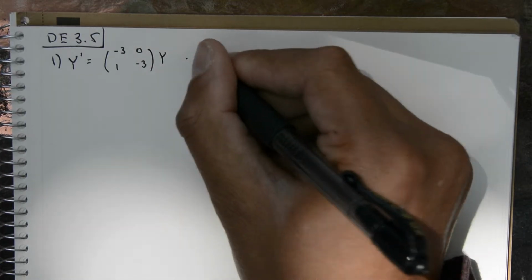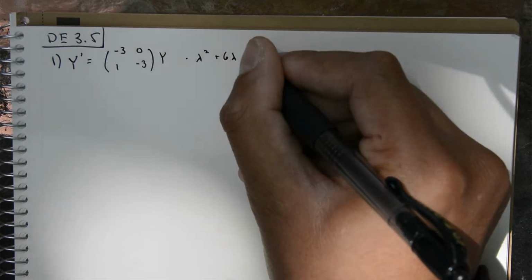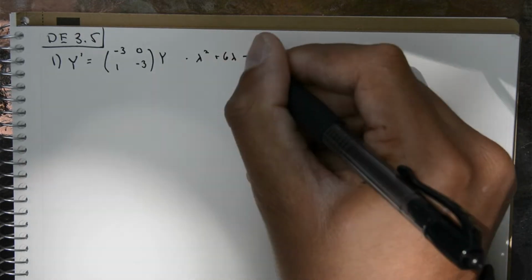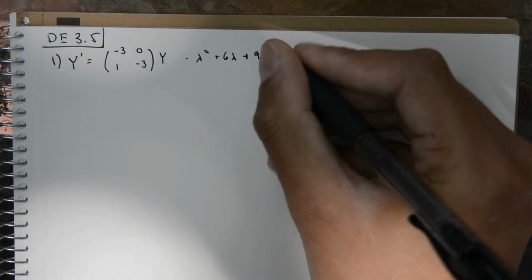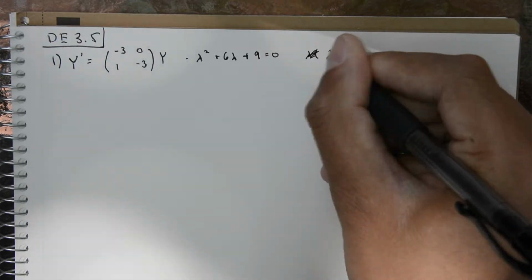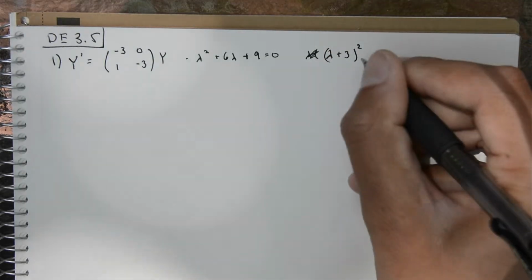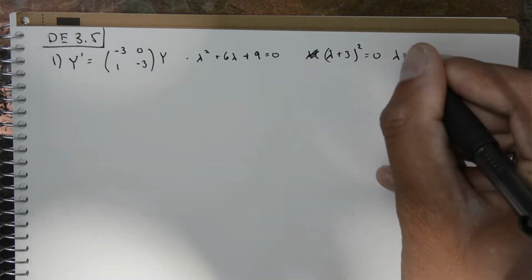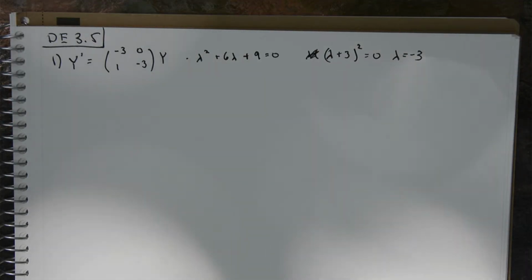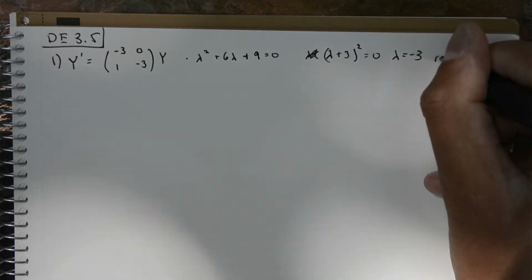So then we get lambda squared plus 6 lambda plus 9 is equal to 0. So lambda is a repeated root, so we're going to get lambda plus 3 squared equal to 0. So lambda is equal to minus 3. And it's repeated, right? Because there's no other root. So it's a repeated root.